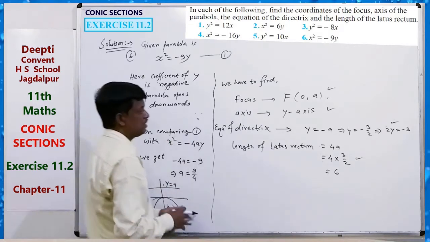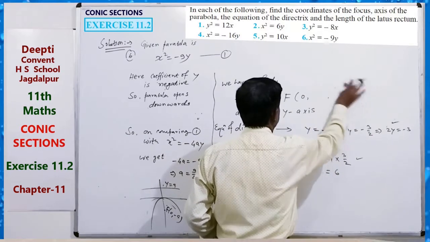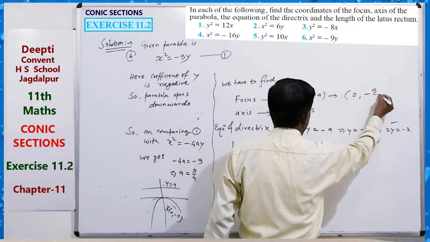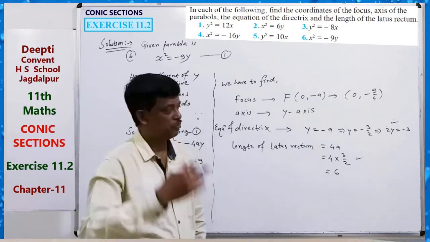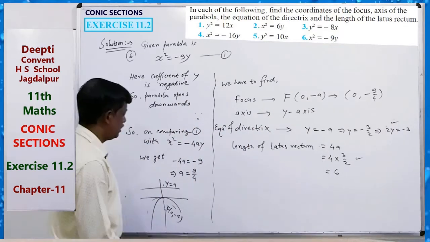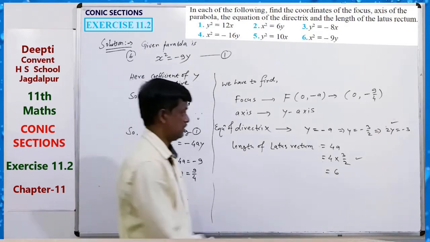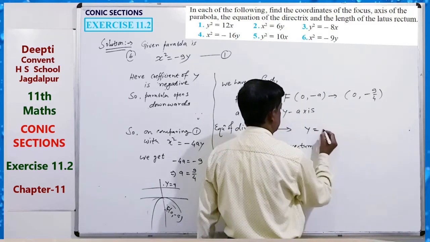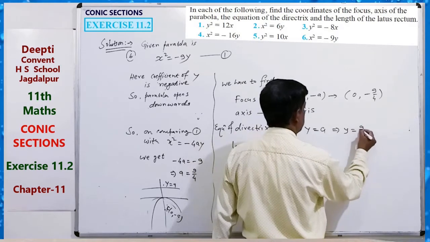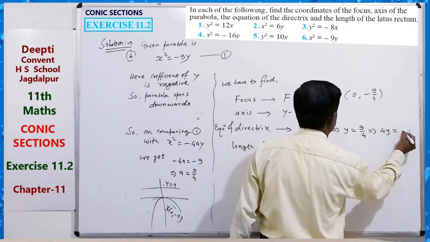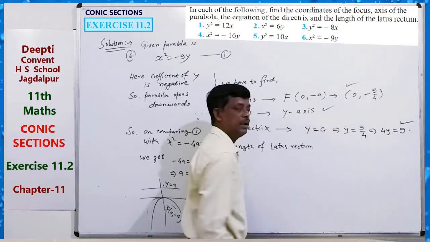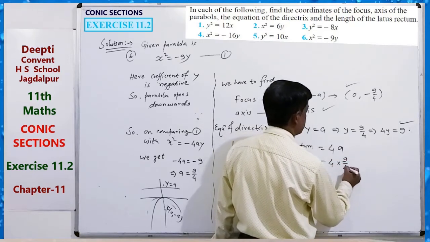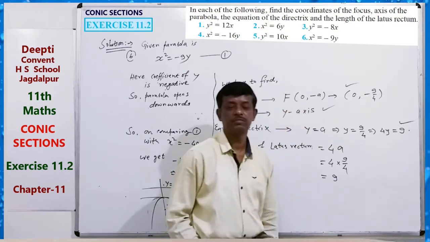Okay, so now we can write all the things here. Focus will be what? 0, minus a. That is 0, minus 9 by 4. And axis is the y axis. And directrix will be y equals to plus a. So y equals to 9 by 4. And latus rectum is 4a, always 4a. 4a means 4 into 9 by 4 equals to 9. Latus rectum 9.